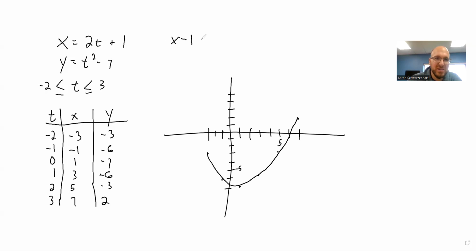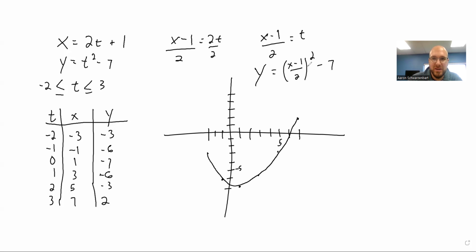Options for doing this are to solve. Usually it's probably easiest to solve the x equation for t. Not always easiest to do that. Sometimes you'll do it the other way. If they give you y equals t, I'd just plug in y for t. But here I've got x minus 1 over 2 is equal to t. So I can do this. I can kind of square top and bottom. So squaring the bottom is getting a 4 on the bottom. I'm going to pull that in front as a 1/4 times x minus 1 squared. And I'll just leave it like that.